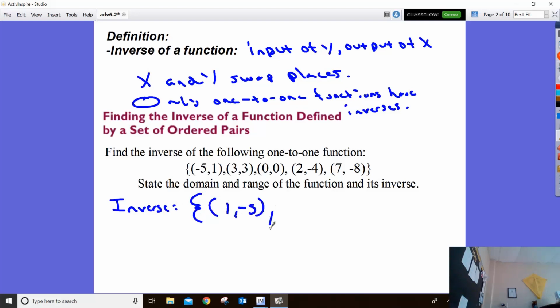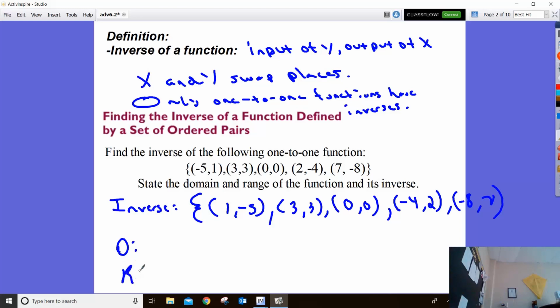How about 3, 3? Stays the same. How about 0, 0? Stays the same. How about 2, negative 4? We'd have negative 8, 7.